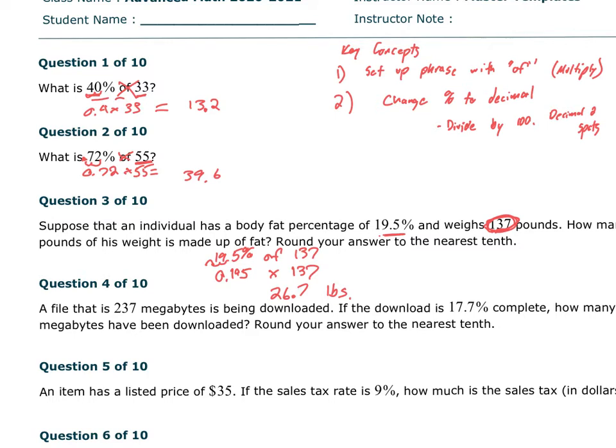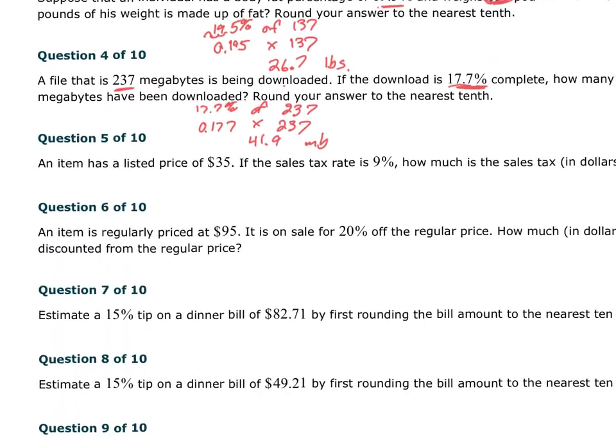All right, next. A file that is 237 megabytes is being downloaded. If the file is 17.7% complete, how many megabytes have been downloaded? Round your answer to the nearest tenth. So we know our answer has to be less than 237. It's 17.7% of 237. So we're going to change it to a multiplication problem. Going to divide by 100 to turn it to a decimal. Your answer will give you 41.9 megabytes. It's not very much these days. Used to be back in the day.